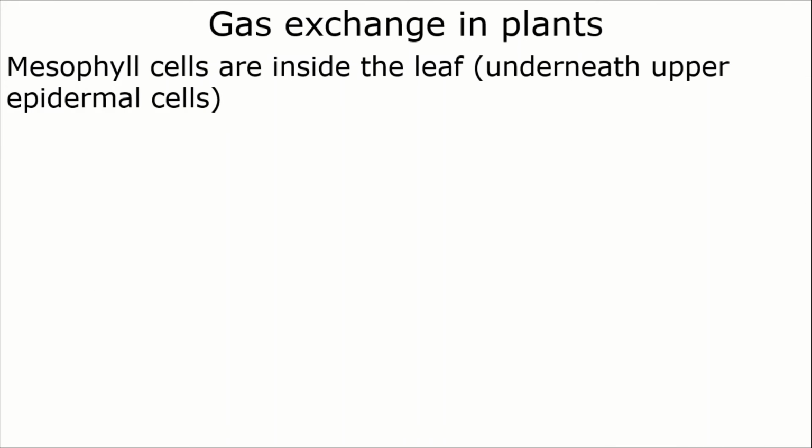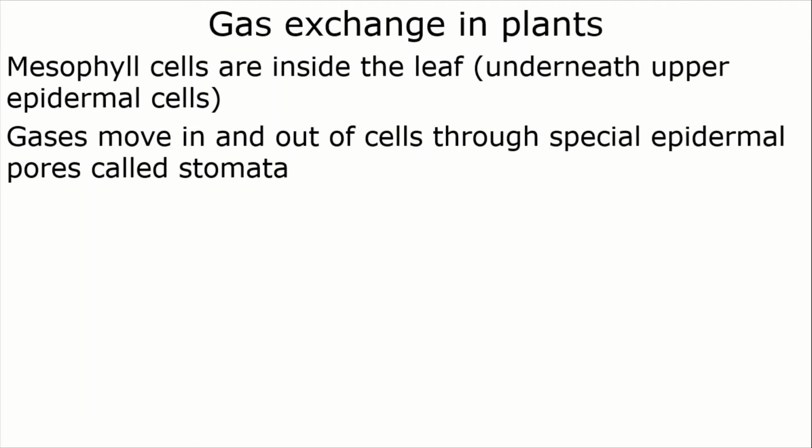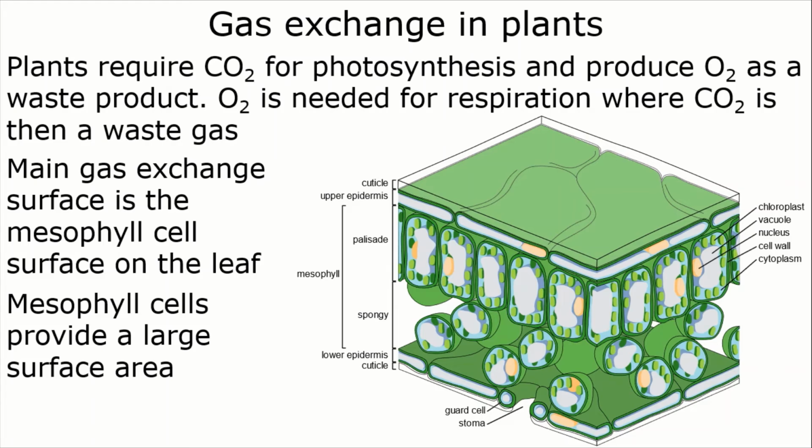And the mesophyll cells, as we said, are on the inside of the leaf and are sandwiched between the upper and the lower epidermal cells. And gases move in and out of cells through special epidermal pores called the stomata. Stomata is the plural, stoma is the singular. So if we go back and look at our diagram of our leaf layers, you can see in the lower cuticle there's this opening, and this is the stoma, and the stoma has two cells above it called guard cells.